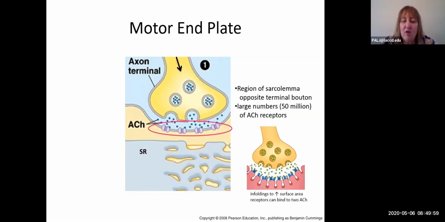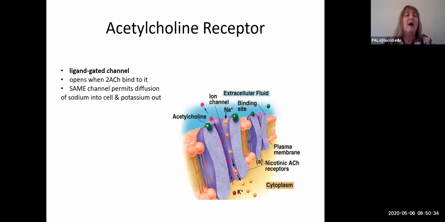So looking at the motor end plate a little closer, what you will notice is the sarcolemma at the area of the motor end plate has all these infoldings. These infoldings are just to increase the surface area so it can contain even more acetylcholine receptors. Each of these acetylcholine receptors will bind to acetylcholine. If it's only binding one acetylcholine, that receptor still can't do anything. It will require 2 acetylcholines to bind to it for that receptor to do its job.